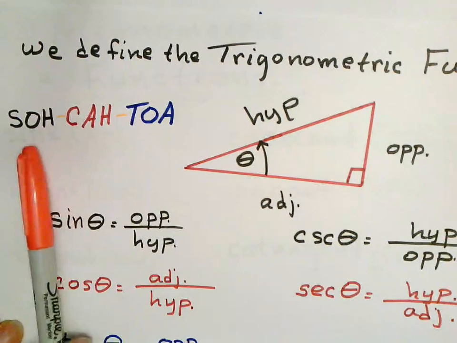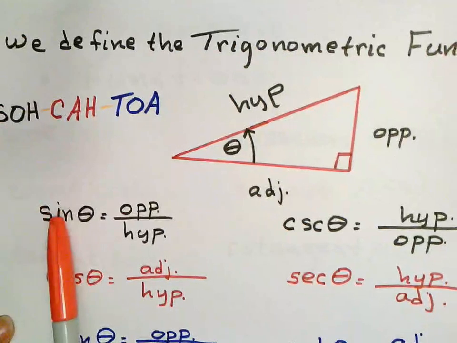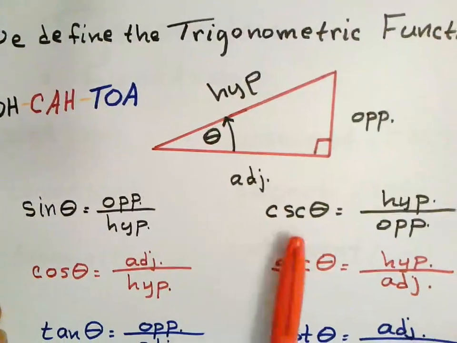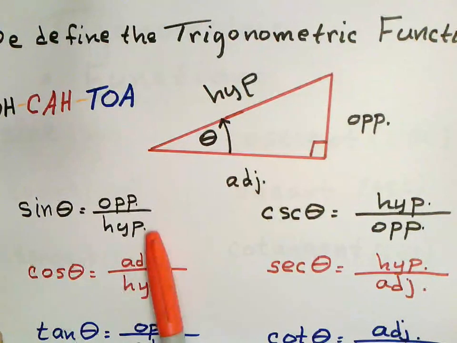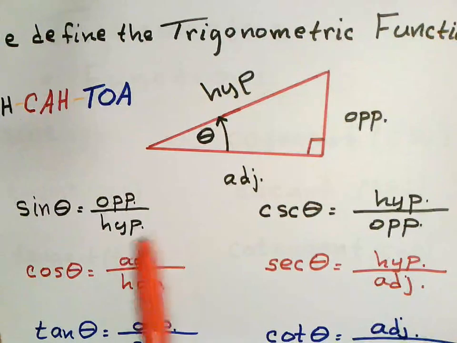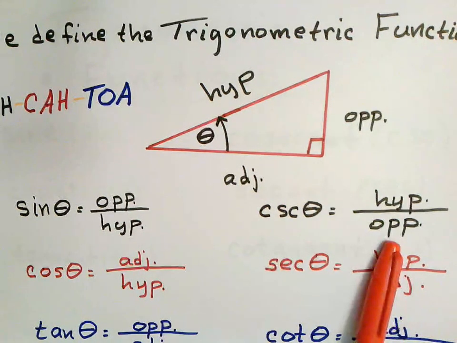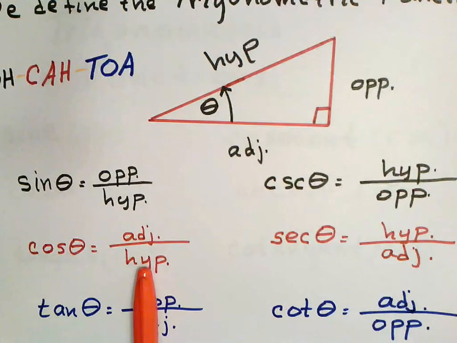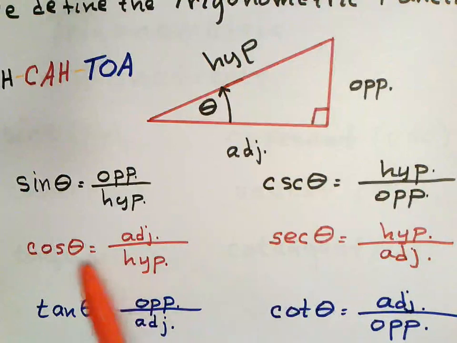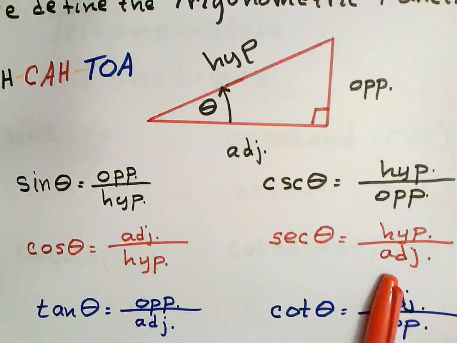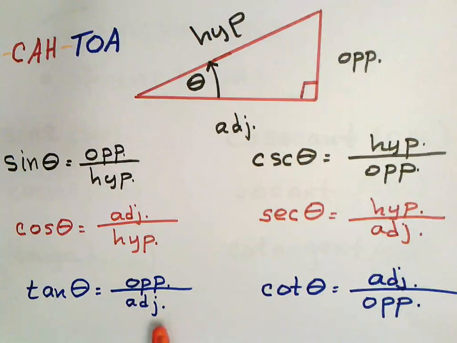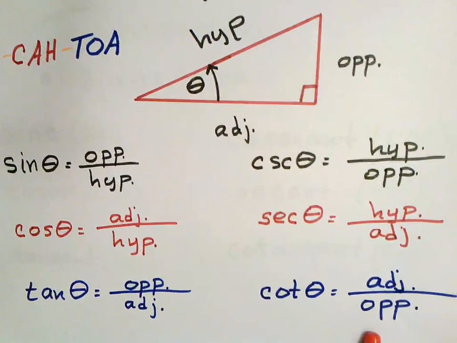You probably remember SOHCAHTOA. Sine is opposite over the hypotenuse. Now, cosecant is the reciprocal of sine. So if sine is opposite over hypotenuse, then cosecant is hypotenuse over opposite. Cosine is adjacent over the hypotenuse, and secant is the reciprocal of cosine, so it is hypotenuse divided by the adjacent side. Tangent of theta will be the opposite over the adjacent, and cotangent is reciprocal of tangent, so it becomes the adjacent over the opposite.